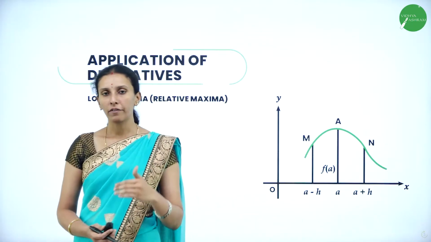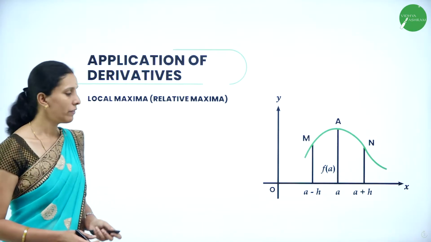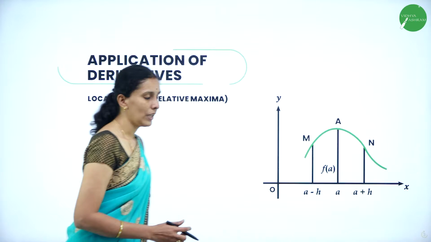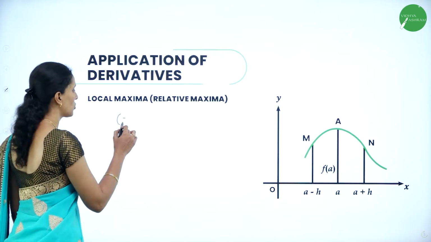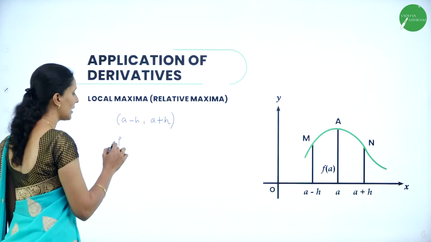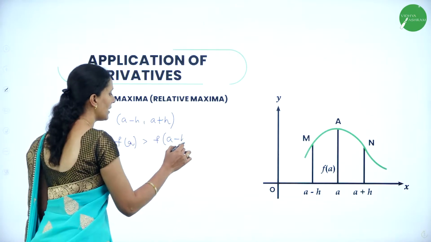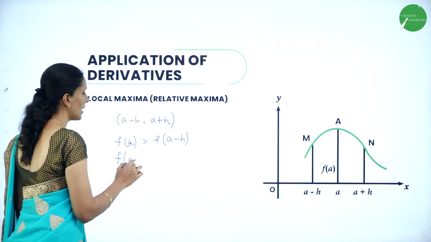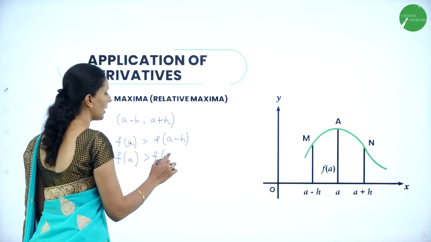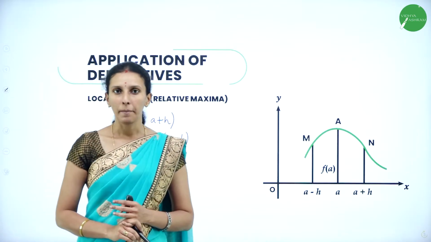A curve or a function is said to attain a maximum value whenever there exists an interval, that is a minus h comma a plus h, such that f of a is greater than f of a minus h and f of a is greater than f of a plus h. We call that point as local maxima.